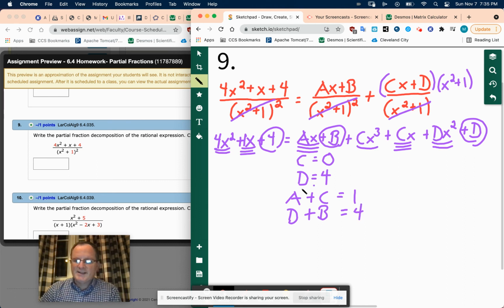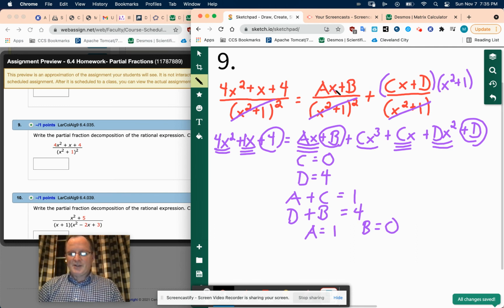But we already know some of this stuff. Previously we said c is 0. So if c is 0, a's got to be 1. And then if d is 4 and d plus b is equal to 4, then b's got to be 0. So then here is our partial fraction decomposition. a is 1 and b is 0.